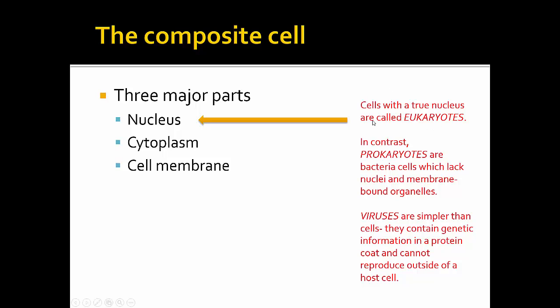Cells with a true nucleus are called eukaryotes. So humans, animals, anything else that has a nucleus in a cell that contains the genetic material is a eukaryote. In contrast, prokaryotes are bacterial cells. They don't have nuclei and they don't have membrane-bound organelles.